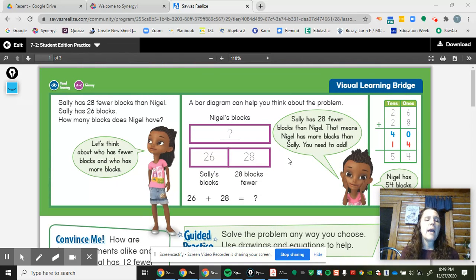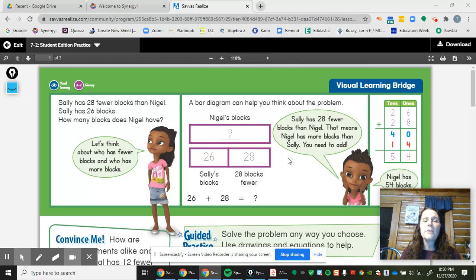So it says Sally has 28 fewer blocks than Nigel. Sally has 27 blocks. How many blocks does Nigel have? And the little girl says, let's think about who has fewer blocks and who has more blocks. Okay, so it said, let's go back to the story again. It said Sally had 28 fewer blocks than Nigel. So we know that Nigel is going to have more blocks than Sally.